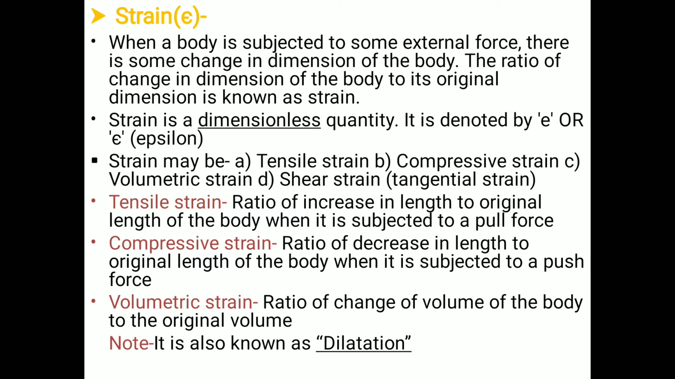Tensile strain is the ratio of increase in length to the original length of the body when such a body is subjected to a pull force or a tensile force. Remember that tensile strain is abbreviated as epsilon T and is considered as positive strain. Compressive strain is the ratio of decrease in length to the original length of the body when such a body is subjected to push force. Compressive strain is denoted by the letter epsilon C and is considered as a negative strain.